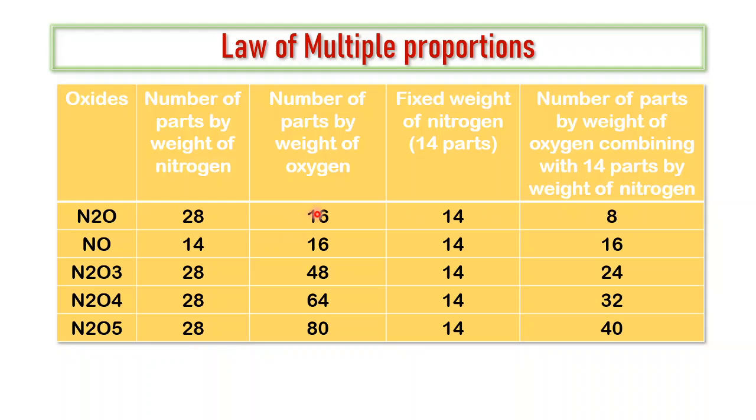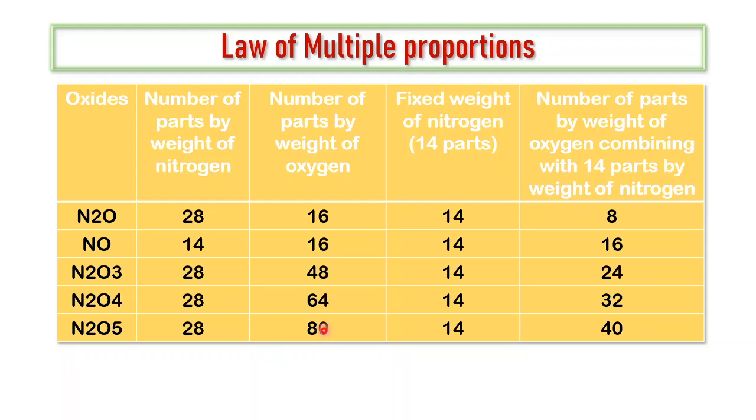If I calculate the mass of oxygen in all these oxides, in the first and second oxide it will come as 16. In the third, it will come as 48. In the fourth, it will come as 16 into 4, that is 64. And in the fifth, it will come as 16 into 5, that is 80. So in this way, you can calculate the mass of oxygen.